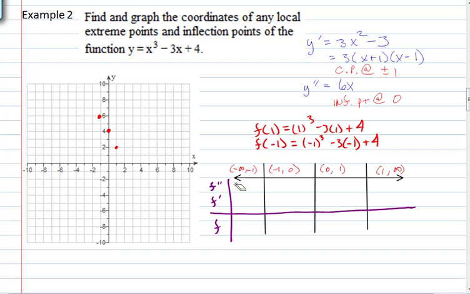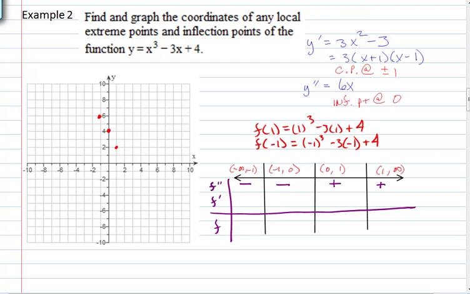Between negative infinity and negative 1, the second derivative is going to be negative, isn't it? Because it's just 6x. Between negative 1 and 0, the second derivative is negative. Between 0 and 1, the second derivative is positive. And between 1 and infinity, the second derivative is positive. The second derivative is just a positive number times x, so whatever the sign of x is, that's the sign of the second derivative. Make sense?